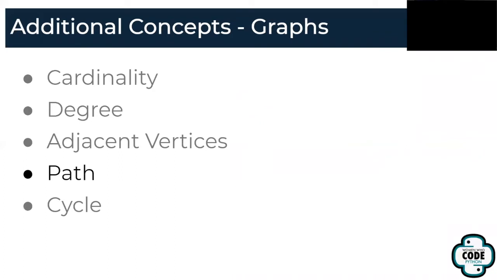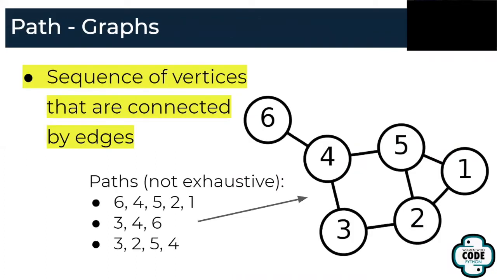And then another concept we'll talk about is path. A path in a graph is a sequence of vertices that are connected by edges. Here are some examples of paths, and this is not an exhaustive list. If we start at 6, we can go to 4, 5, 2 and 1. If we start at 3, we can go to 4 and 6. And if we start at 3 again, we can go 3, 2, 5, and 4. This is the definition of a path: a sequence of vertices that are connected by edges.